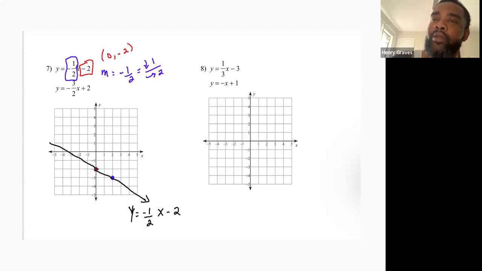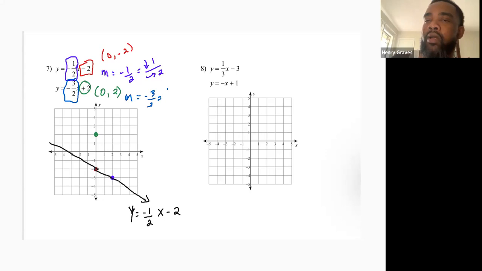That plus 2 means I'm going to be going at 0, positive 2 as my y-intercept. Right there. Then I have the 3/2x. So here m is equal to negative 3/2. Go down 3, right 2. So from there, I go down 1, 2, 3.